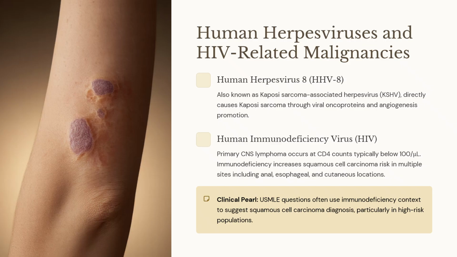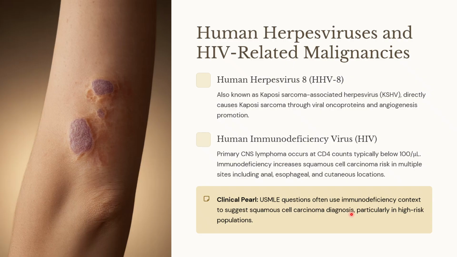We know that HIV can affect our immune cells and can bring our CD4 counts much lower. In addition, when the CD4 count is typically below 100, HIV can cause primary CNS lymphoma. It sounds really scary, isn't it? So the CD4 count has to be maintained at an adequate level. Apart from the immunodeficiency caused by HIV, which results in squamous cell carcinoma like anal, esophageal, and cutaneous locations, it is capable of causing primary CNS lymphoma.